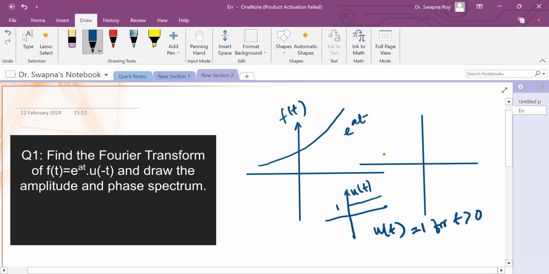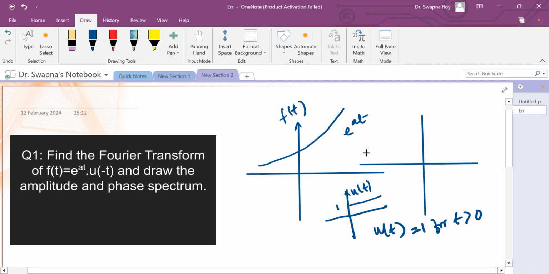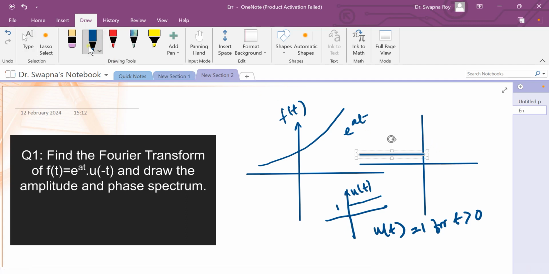but here it is u minus t. So that time we will draw the function like this. So f of t, and this one is the u minus t, and this magnitude is 1. So f of t is equal to u minus t. Now we have to find out the Fourier transform of these two functions product.